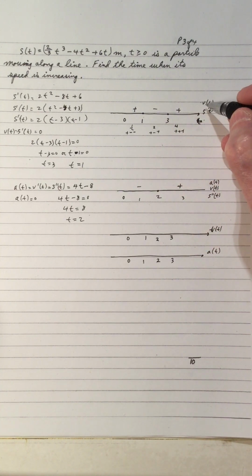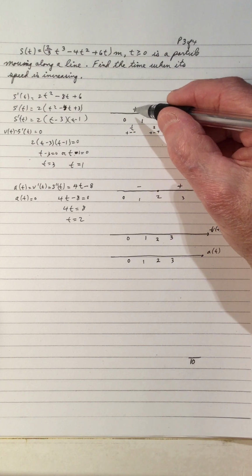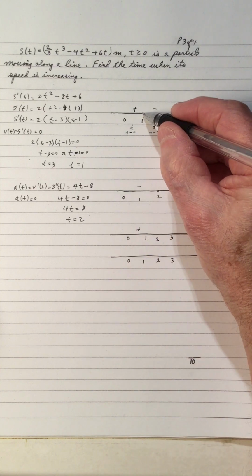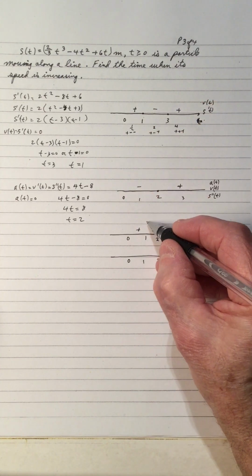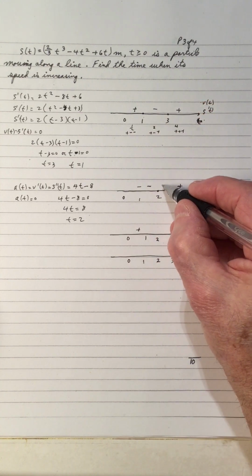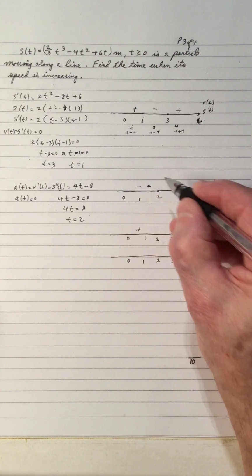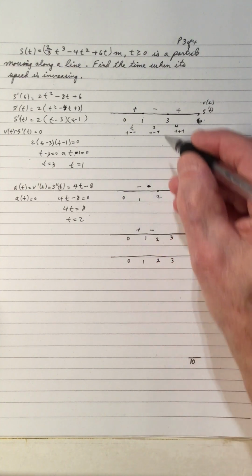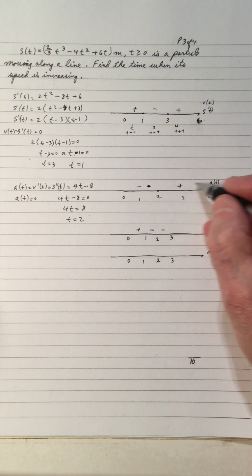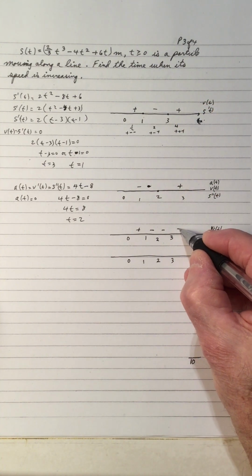So in velocity, between 0 and 1 we have a positive. Between 1 and 2, we have a negative. Between 2 and 3, oh, I'm putting it in the acceleration. I shouldn't be putting it there. I should be putting it in the velocity: negative and negative. And greater than 3 is positive.